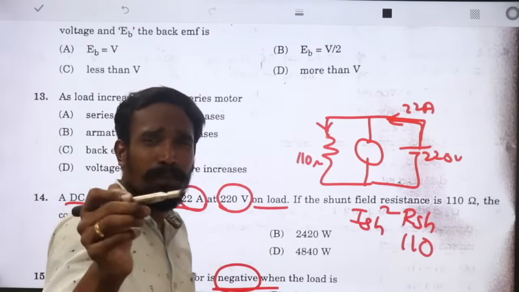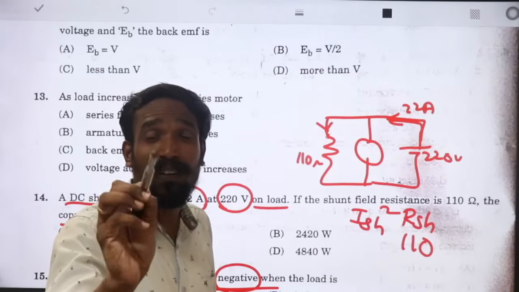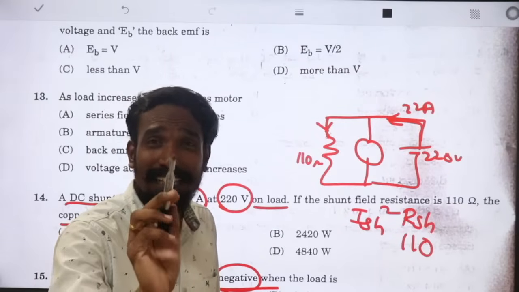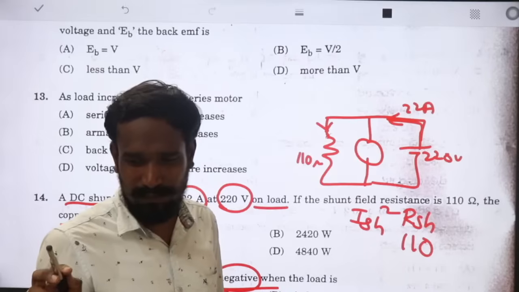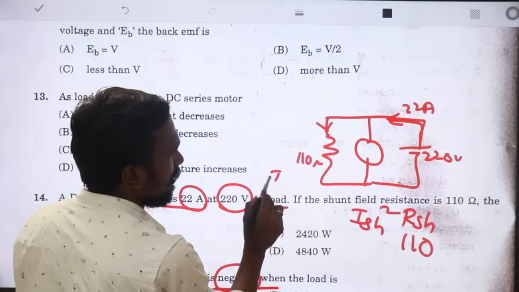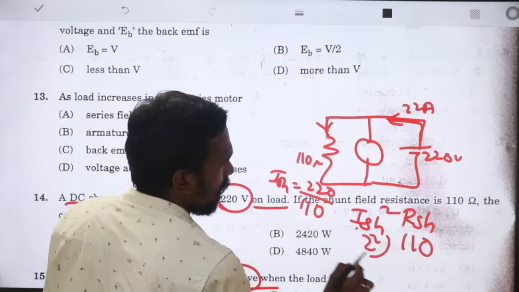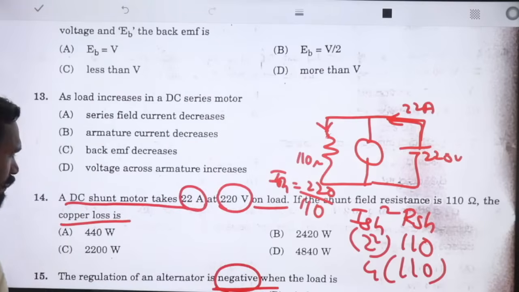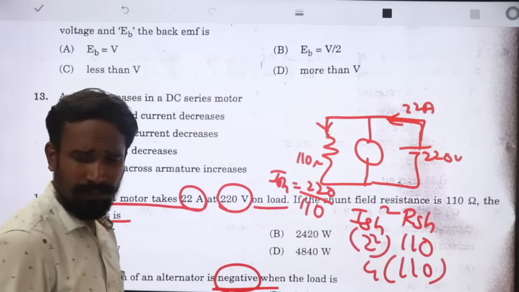Many times I stressed, and I told you 101% they will ask a question from the shunt motor and generator. Even in the revision class, I explained only shunt motor and shunt generator equations. So V is 220 and R is 110, so Ish is equal to 220 upon 110, that is 2. 2 square is 4, and 4 times 110 is 440. 440 is the correct answer. Very easy question. Very good.